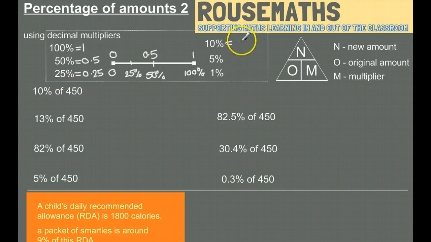I'll just complete these decimal multipliers here. So 10% would be 0.1. 5% would be, have a little guess at what you think it's going to be, 0.05. And 1%, again, make sure you're having a think about this, 0.01.